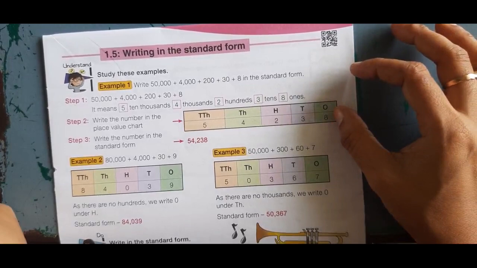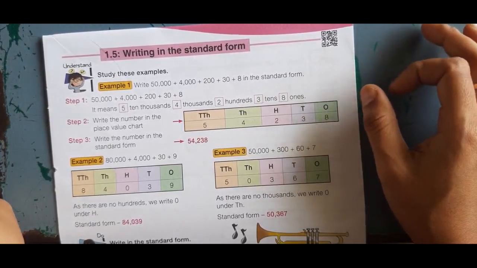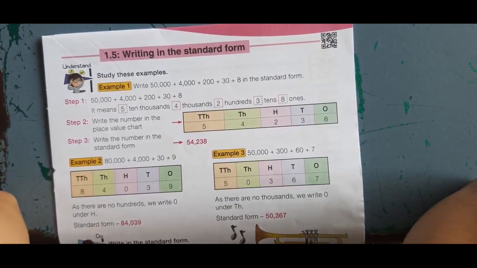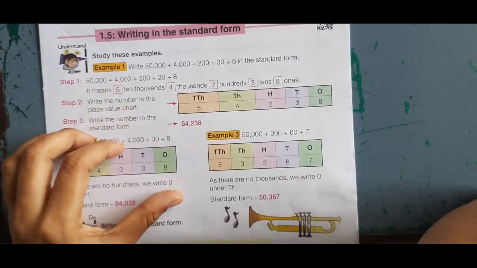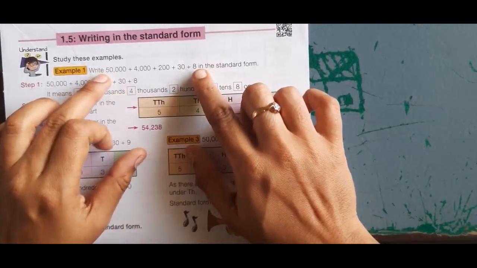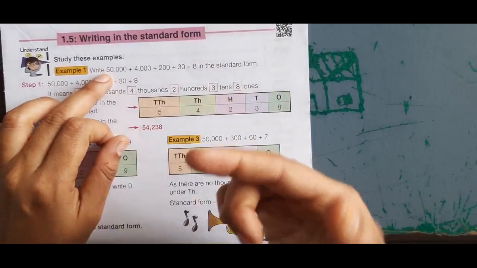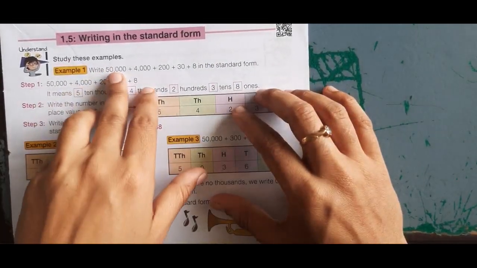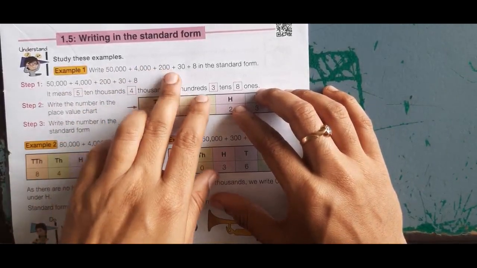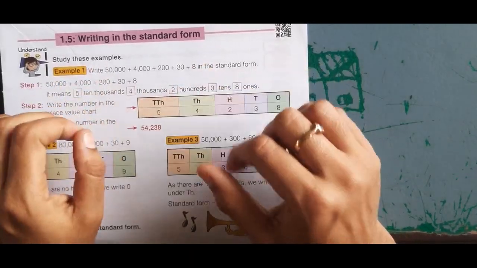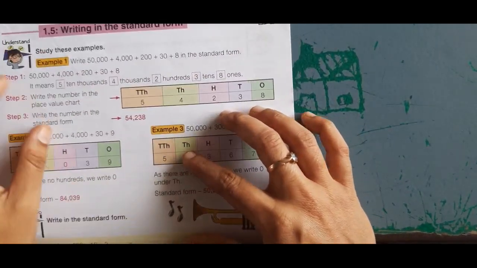Next concept: writing numbers in standard form. What is standard form here? We have to note the place value of each number. Here they have given expanded form: 50,000 plus 4,000 plus 200 plus 30 plus 8. This is in expanded form. Now we have to write in standard form, which is according to place value.